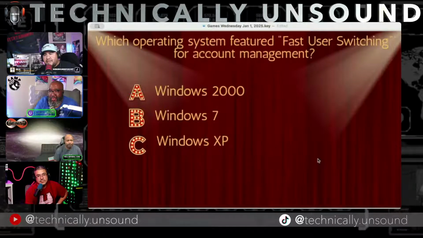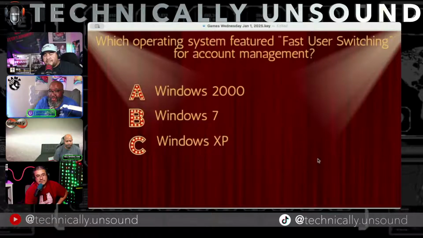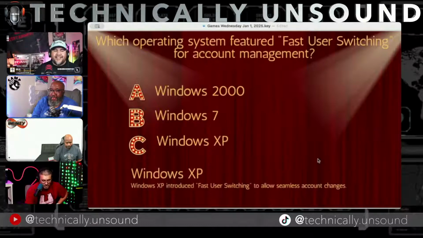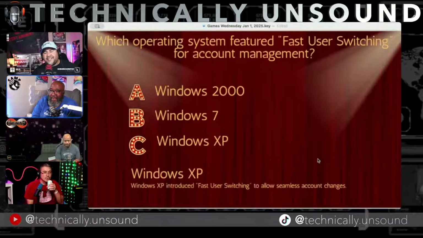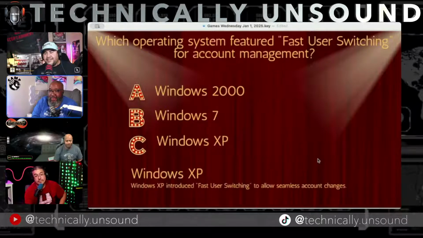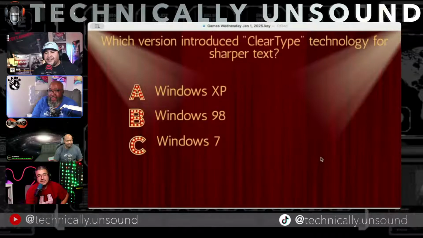Fast user switching. I remember this. I remember that, but I don't remember which. I'm going to say C. Give Joey a second. He says XP. Yeah, he does say XP, and he's right. He said XP was amazing, so he probably knows everything about XP, which means he's probably going to be right every time he says XP. He's probably our age, too. Oh yeah, he used to be on the podcast.